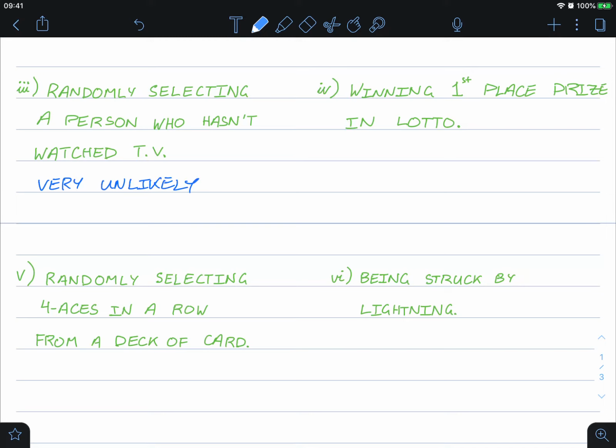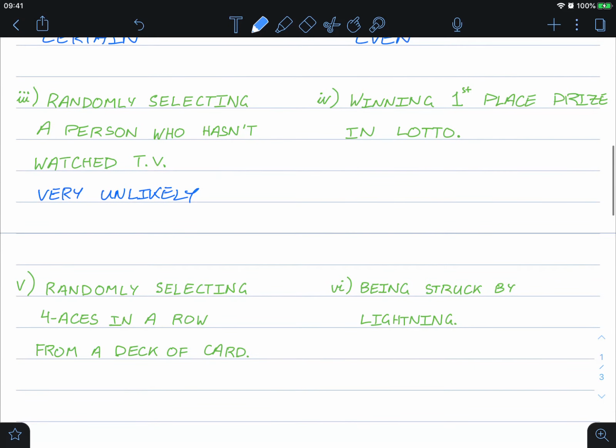Winning first place prize in Lotto. In this one, again, you can keep things simple and just say it's very unlikely. Or you can get more creative. Hang on, let's do this one first. Unlikely. You can get even more creative and say it's near impossible or something like that.